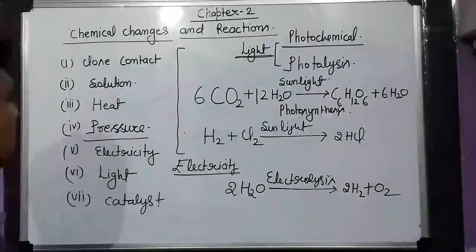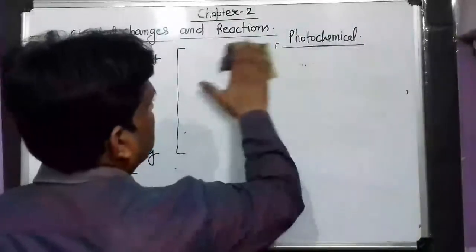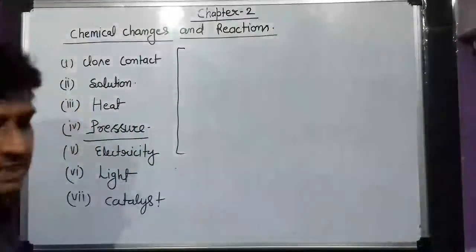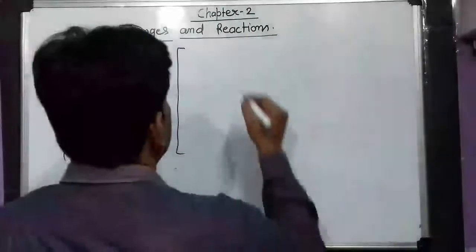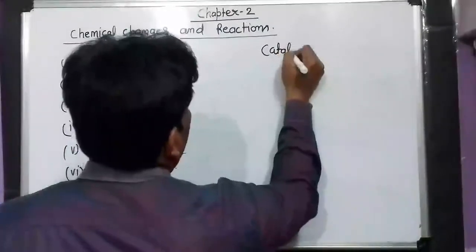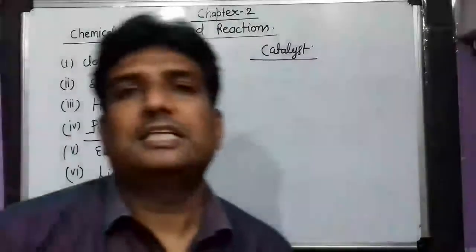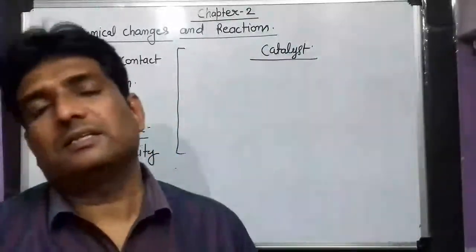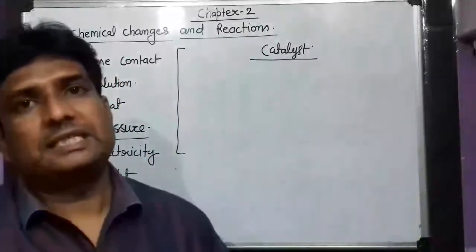Okay, next is catalyst. What is a catalyst? A catalyst is a substance that changes the rate of reaction, or speed of reaction, but it does not participate in the reaction. So it remains as it is in the present conditions.